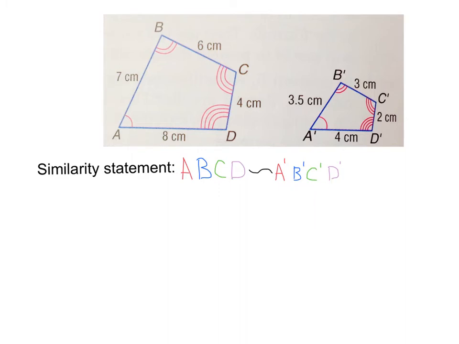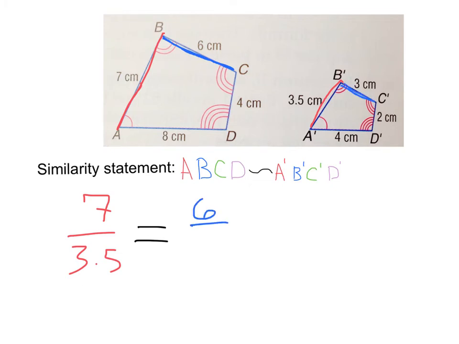Let's take a look at their side ratios and see if they're proportional. First, we've got the side AB, and we've got the side corresponding A prime, B prime. We can write that as 7 over 3.5. That should be equal to any other set of sides. Let's do BC and B prime, C prime. That would be 6 over 3. Another side would be CD and C prime, D prime. That would be 4 over 2. And our last side would be AD and A prime, D prime. That would be 8 over 4.